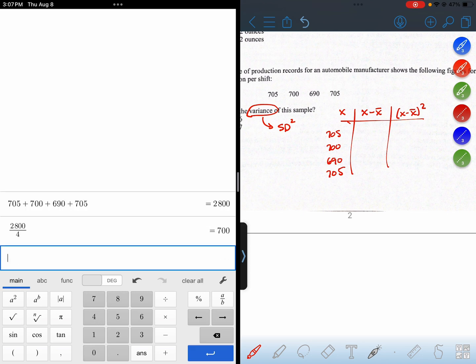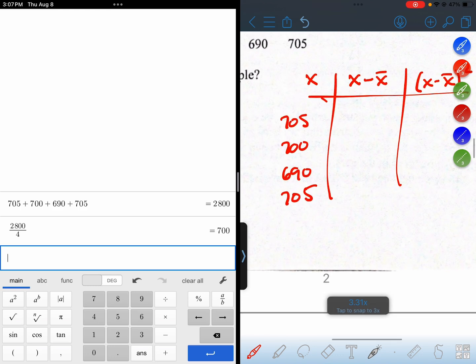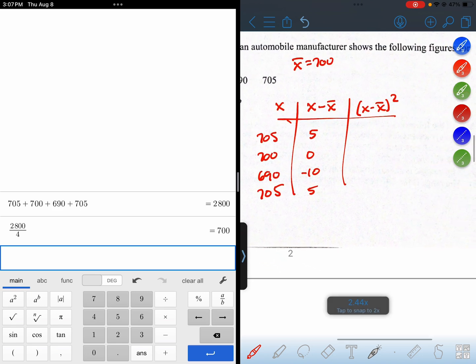Let's just make a note here. X bar is 700. So 705 is 5 units above the mean. That's 0 units away from the mean. That's 10 units below the mean, and that's 5 units above the mean. Okay. Now I cannot average these. If I tried to average these, the sum would just be 0, and then I get an average of 0, which is not a correct measure of the variability. So that's why we need to square, to make everything positive.